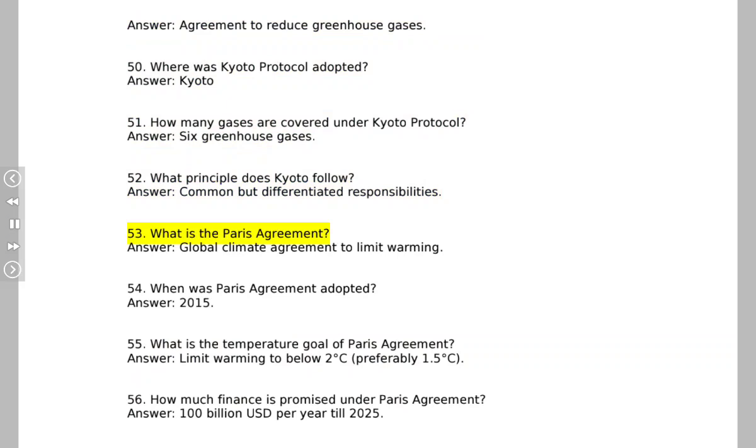53. What is the Paris Agreement? Answer. Global Climate Agreement to limit warming. 54. When was Paris Agreement adopted? Answer. 2015. 55. What is the temperature goal of Paris Agreement? Answer. Limit warming to below 2 degrees Celsius, preferably 1.5 degrees Celsius. 56. How much finance is promised under Paris Agreement? Answer. 100 billion United States dollars per year till 2025.